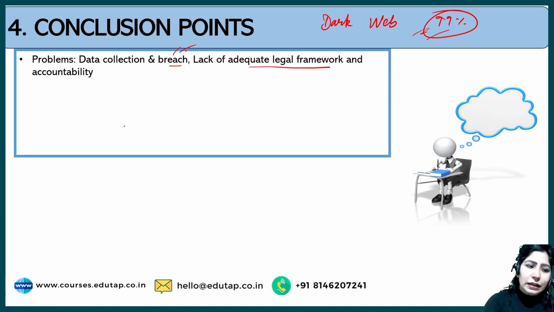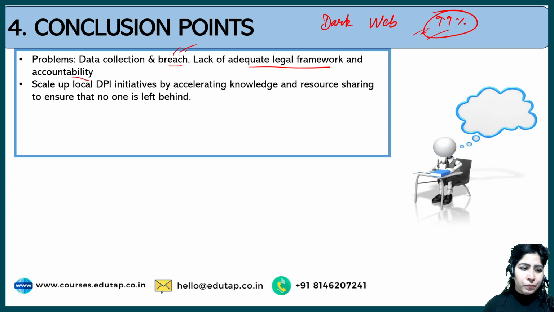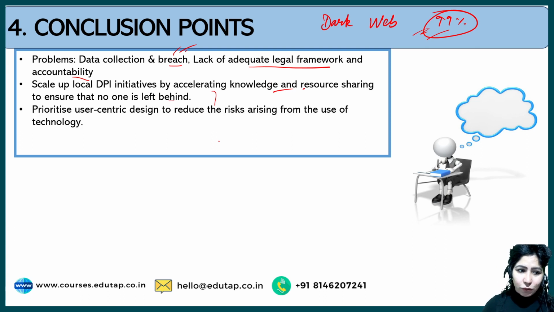Lack of adequate legal framework and accountability is there. Yes, we have data protection laws in the country. We have the National Data Security Strategy of 2020 also, but again, clarity amongst the public, or a very big step which actually protects the public overnight, that is missing. And in the coming times we have to develop such a strategy. Then scale up local DPI initiatives by accelerating knowledge resource sharing to ensure that no one is left behind. That is your way forward.